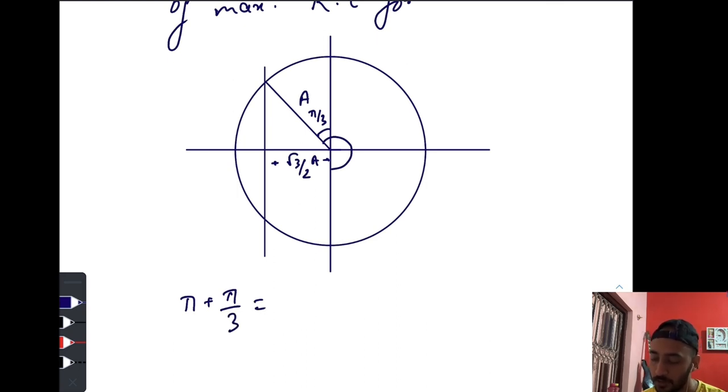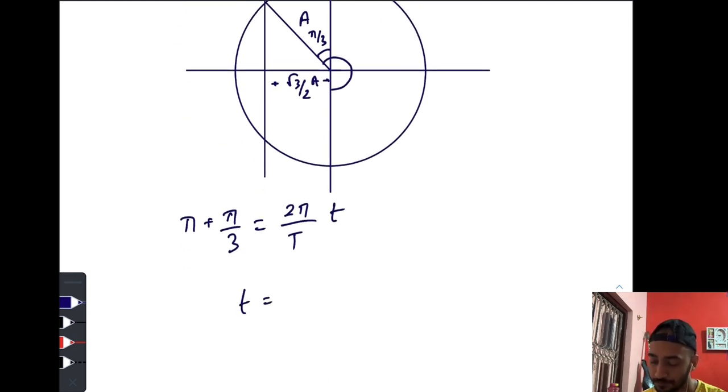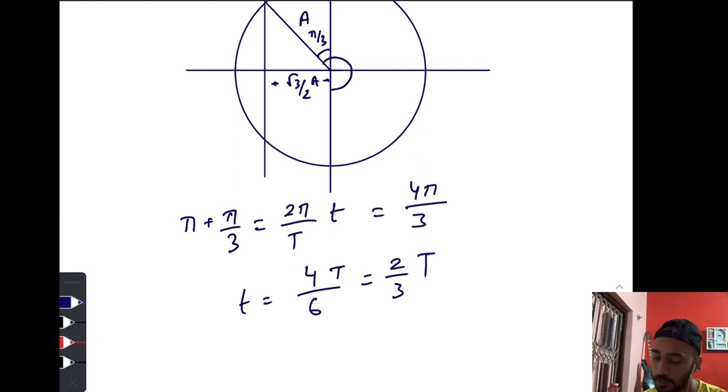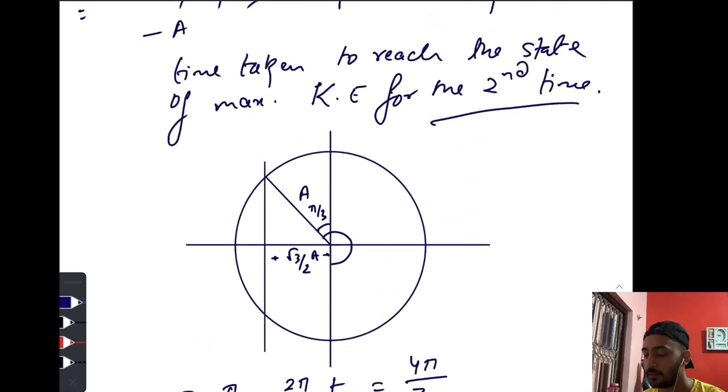Okay, pi plus pi by 3 due to angular velocity omega. Omega means 2 pi by T. So T equals 6, 4 T, 2 by 3 T, 3 plus 1, 4 pi, 2 pi by 3. So this is the time taken by the particle to reach its state of maximum kinetic energy for the second time. Okay, now the examiner can change its statement just to confuse the student.